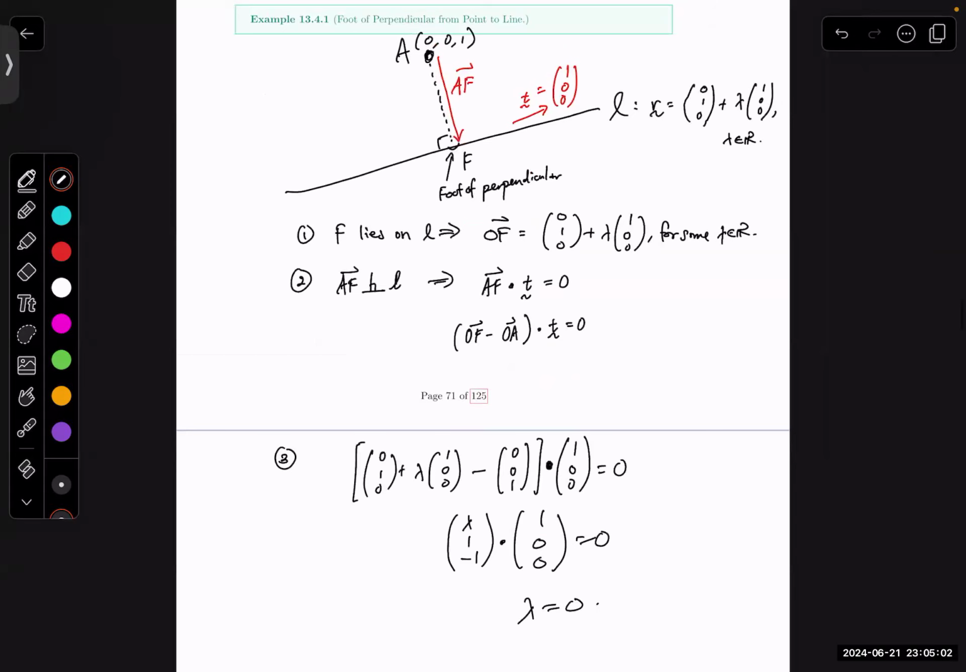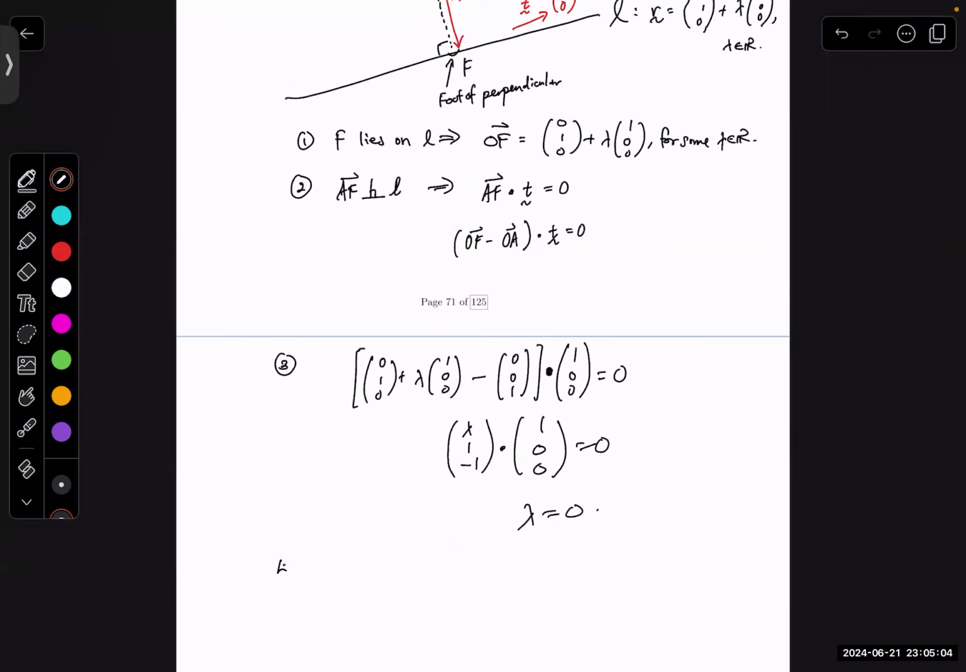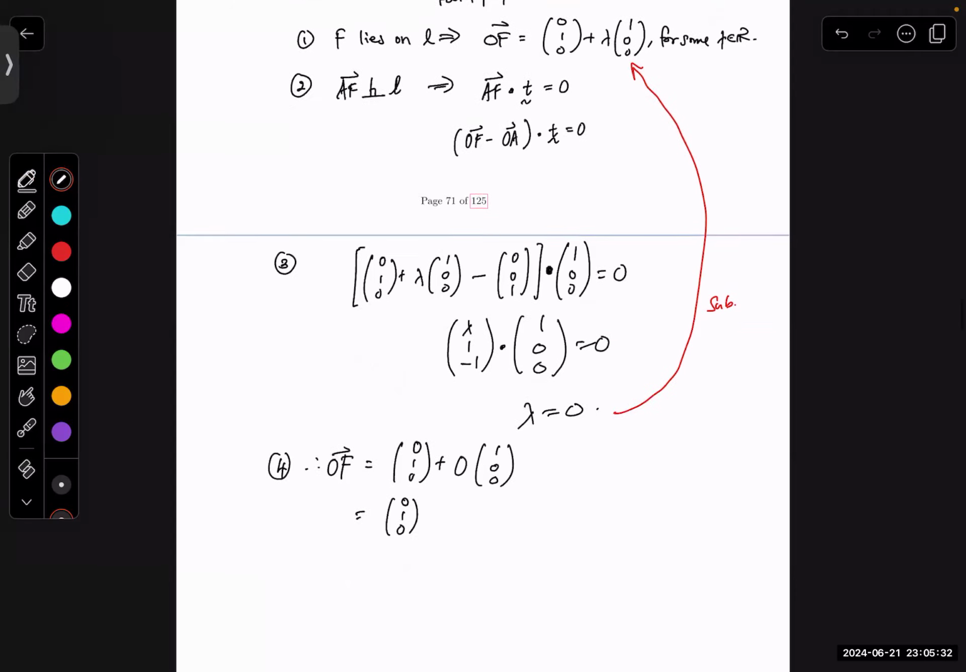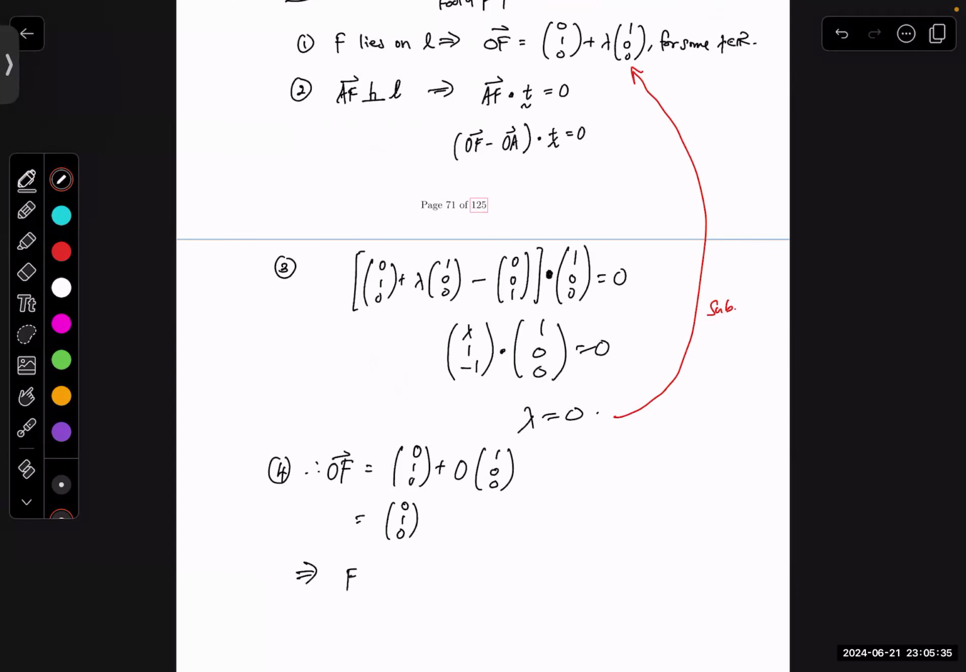So anyway, if lambda is 0, then vector OF is equal to, sub back into this one. If I sub back into that one, I will get (0, 1, 0) plus 0 times (1, 0, 0). This will be (0, 1, 0). This means that F has the coordinates (0, 1, 0).